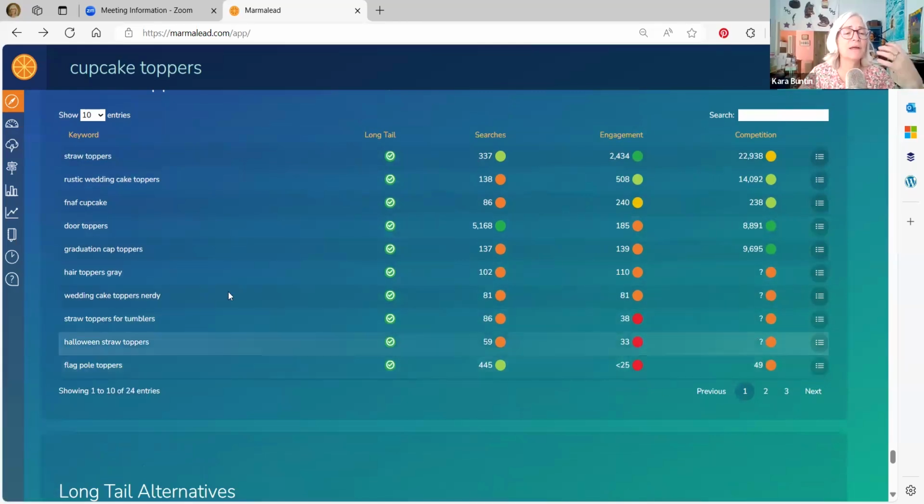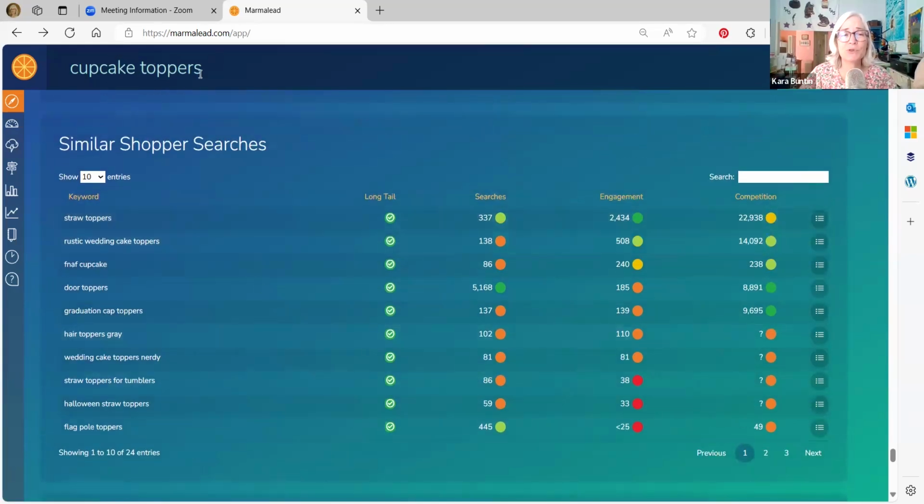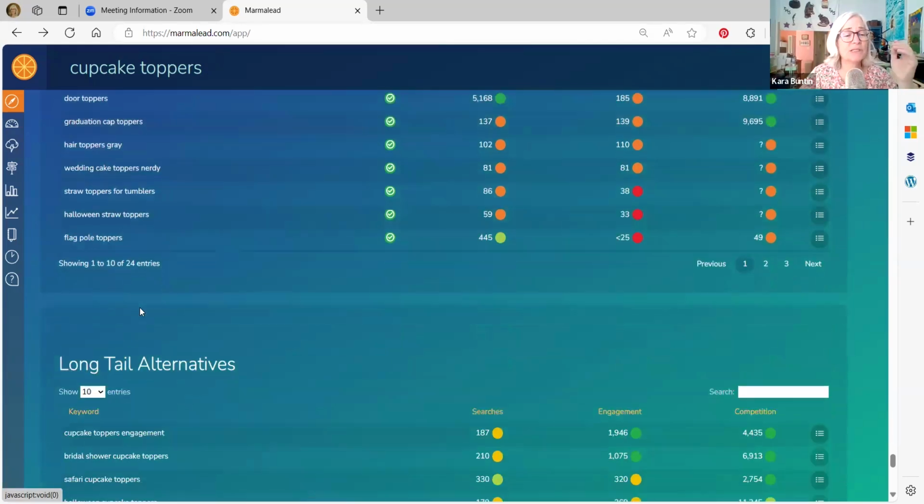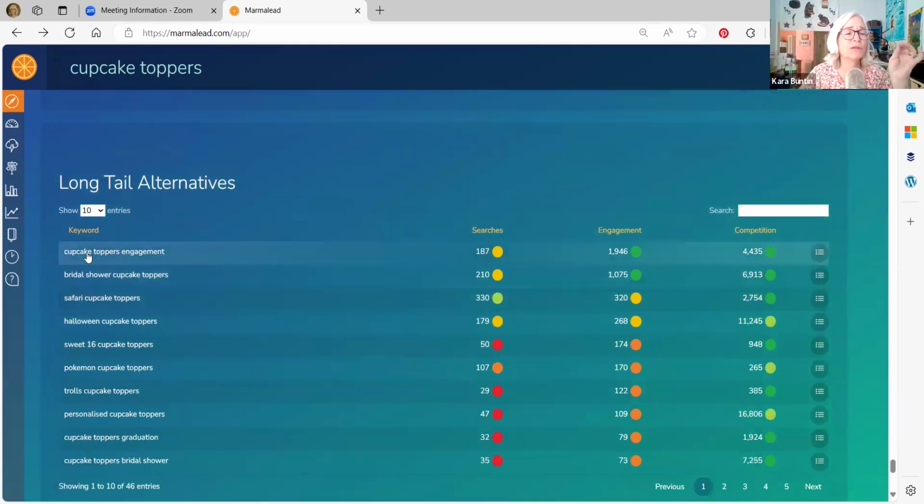This is the kind of thing that you can look to see maybe their ideas, because if you know that your customers are searching for cupcake toppers, they're also searching for graduation cap toppers, and you don't have any, then maybe you can make some. See what I mean? Long tail alternatives to cupcake toppers are a little more specific.